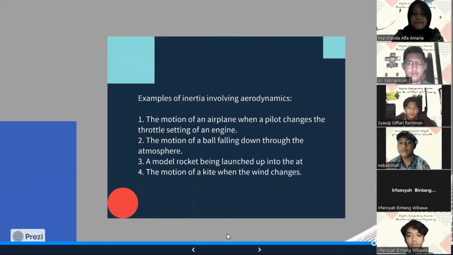Daily problems involving Newton's law. Examples of inertia involving aerodynamics. 1. The motion of an airplane when a pilot changes the throttle setting of an engine. 2. The motion of a ball falling down through the atmosphere. 3. A model rocket being launched up into the sky. 4. The motion of a kite when the wind changes.